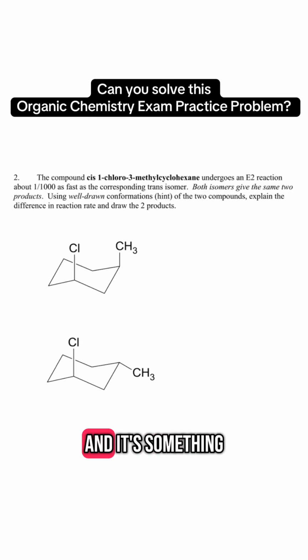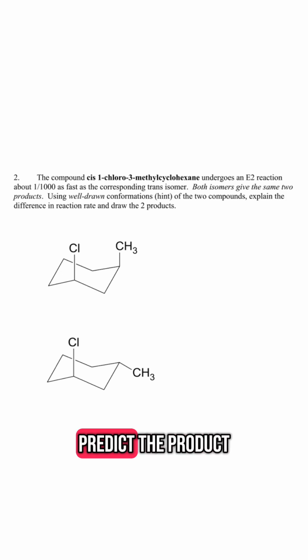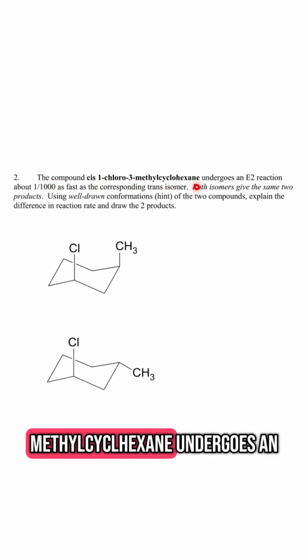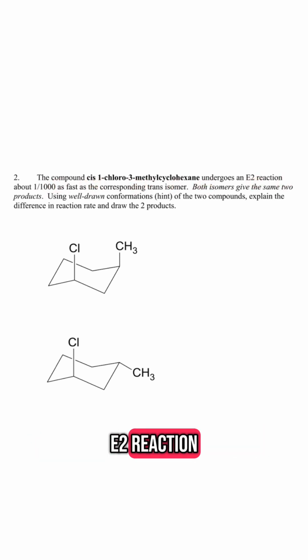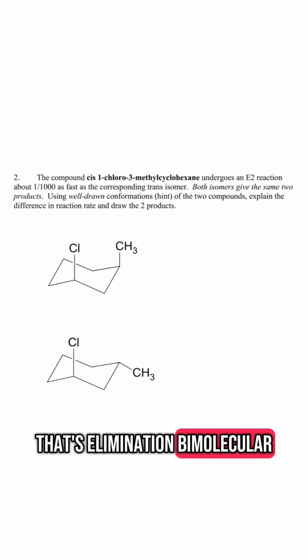This problem is a word problem, and it's something you might see on an exam, a practice problem, or homework. It's a little more in-depth than just a straightforward predict-the-product practice. So this question asks us: the compound cis-1-chloro-3-methylcyclohexane undergoes an E2 reaction. That's elimination bimolecular, one step.